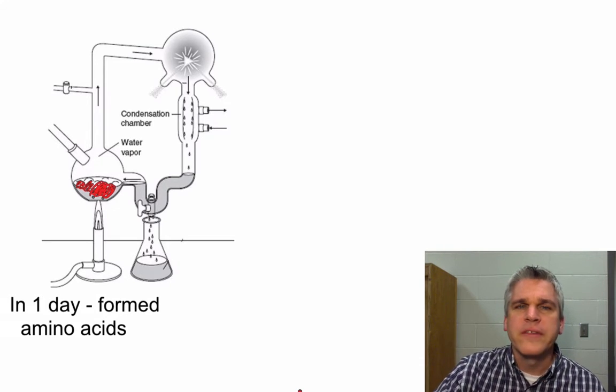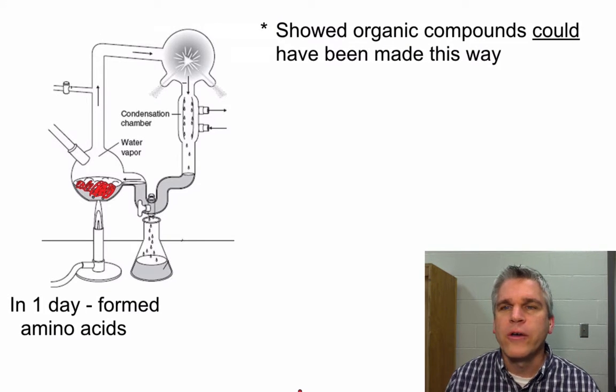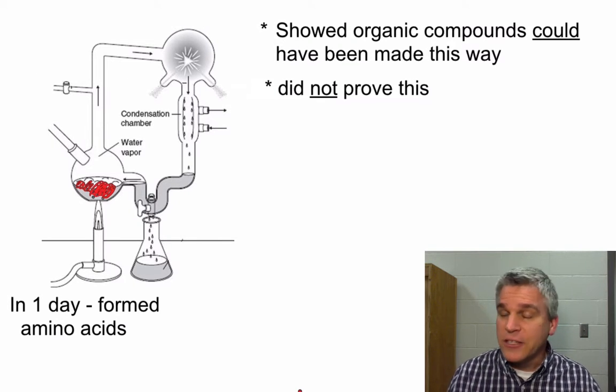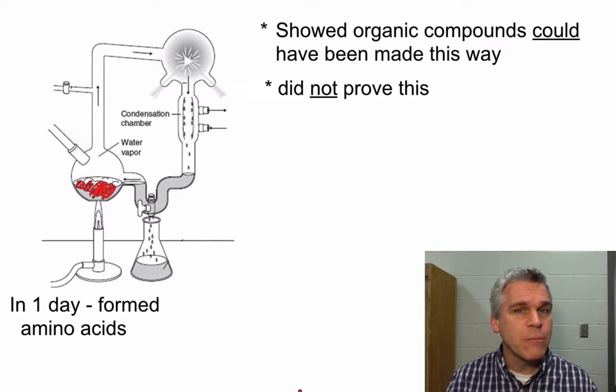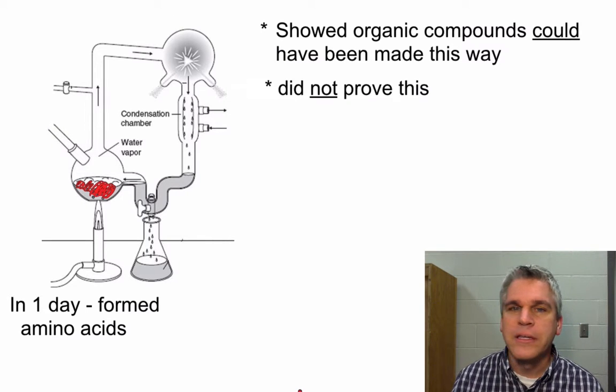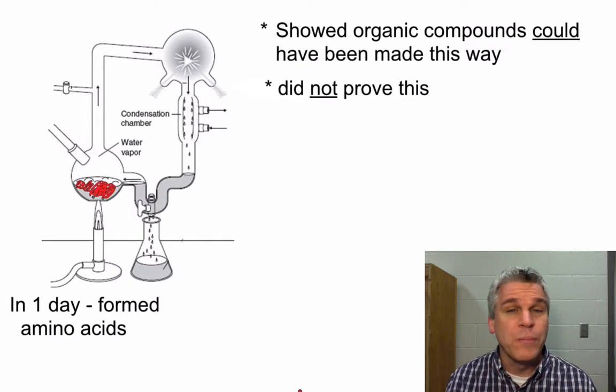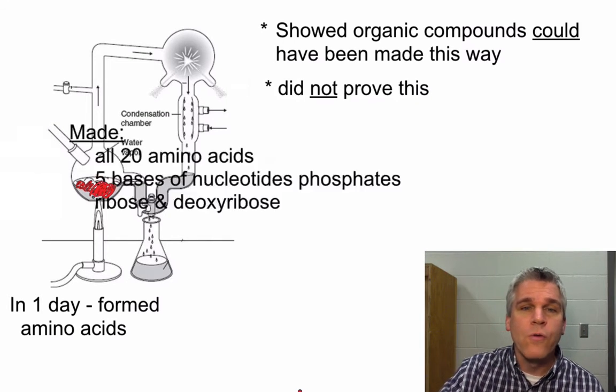So what's important about this experiment is that they showed that organic compounds could have been made this way. It's not proving that organic compounds form this way. It's simply showing that it certainly is possible. If we can do this in the laboratory, maybe 4.5 billion years ago, the same types of things were going on. Now, as I mentioned before, they repeated this over and over and over again.